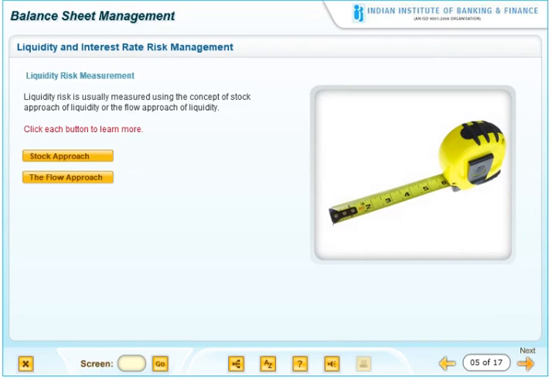Liquidity risk is usually measured using the concept of stock approach of liquidity or the flow approach of liquidity. Click each button to learn more.